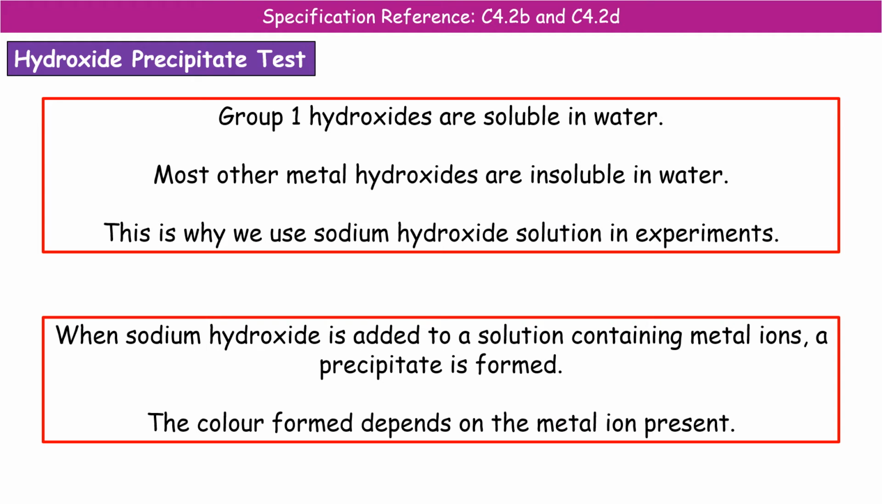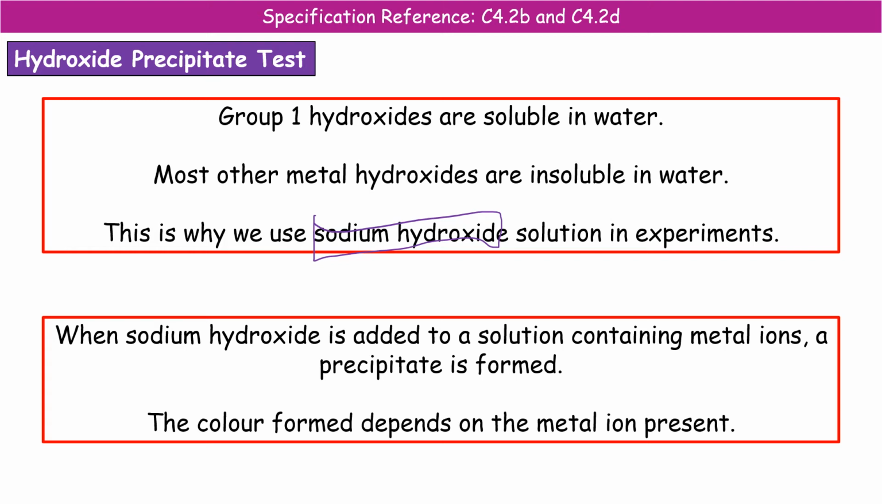A second test that we can do to identify one of our chemicals that could be present in an unknown solution are the hydroxide precipitate tests. When we look at the group 1 hydroxides, these are soluble in water, whereas most other metal hydroxides are insoluble. And this is why when we carry out our hydroxide precipitate test, we're going to be using sodium hydroxide solution.